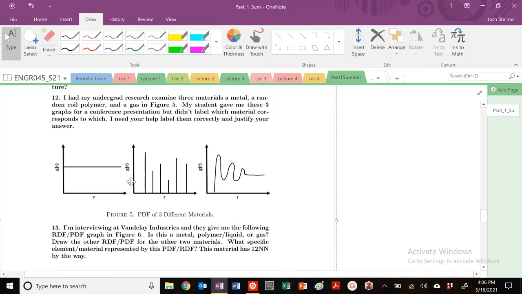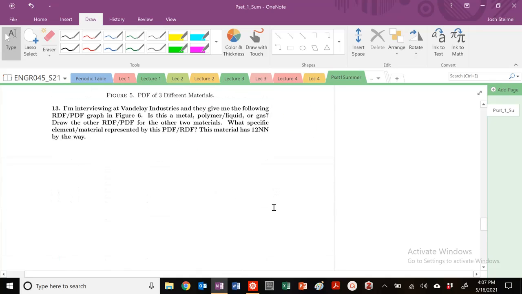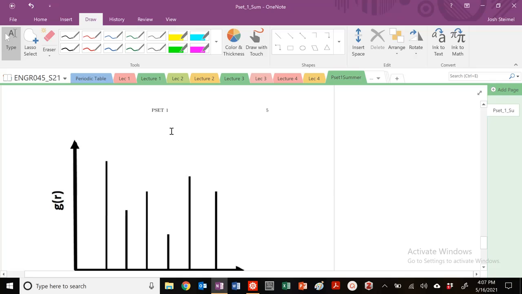Fantastic, we're almost there. I had my undergraduate researcher examine 3 materials: metal, random coil polymer, gas. Gave me 2 for reference, didn't label correctly, so we know that this is gas, this is a metal. Again, sharp peaks, long periodic order, infinity, and this is going to be a polymer, or liquid crystal, or any really amorphous material. Fantastic. And then finally, I'm interviewing at Vandelay Industries. They give me the following RDF PDF. Is this a metal, polymer, liquid, or gas? Based on this, it is definitely a metal.